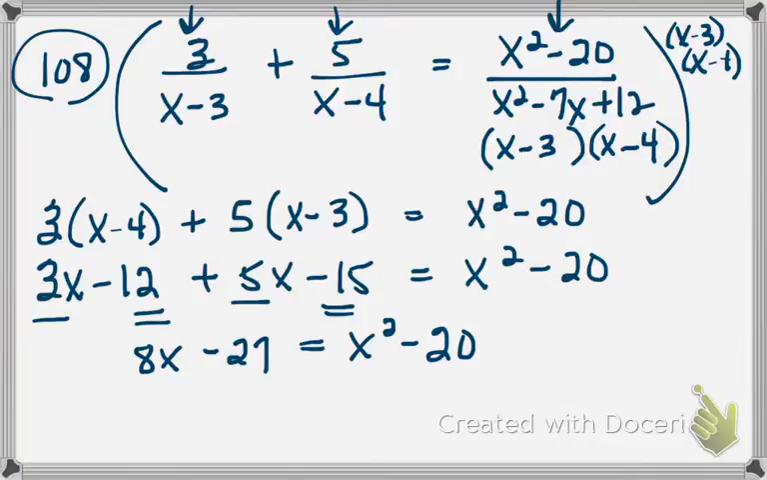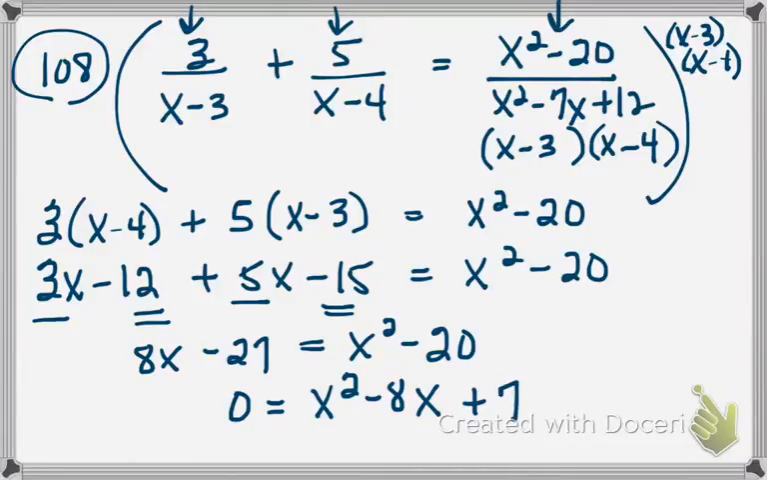So let's move everything over to the right-hand side. Sometimes you got to pick a side to move, and you want to move where the x squared term is positive. It'll help you out. So you're going to get x squared minus 8x. You're going to move the negative 27, and it's going to become positive 27, and you're going to combine it with a negative 20, and you're going to get positive 7.